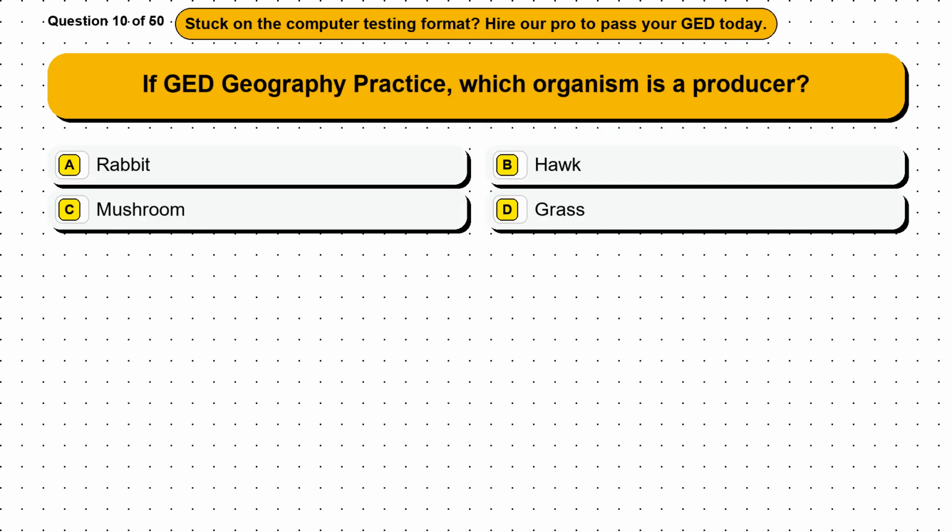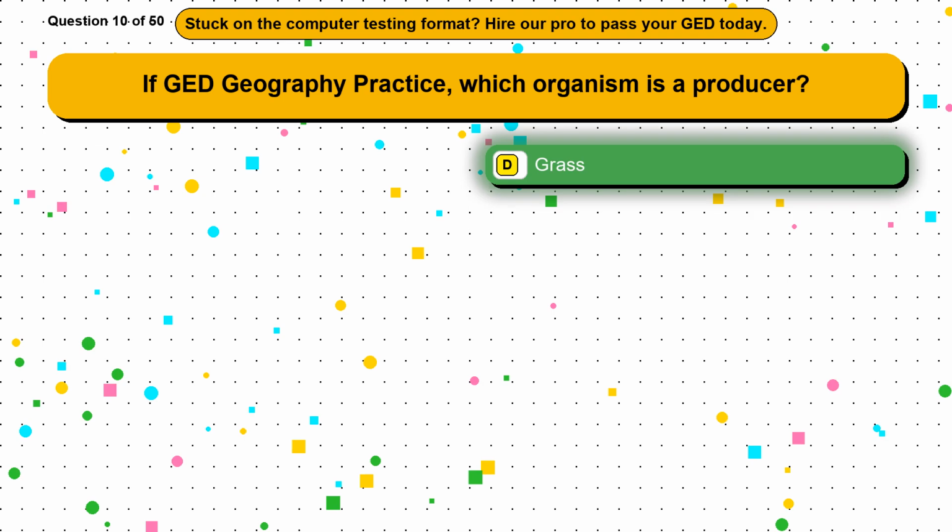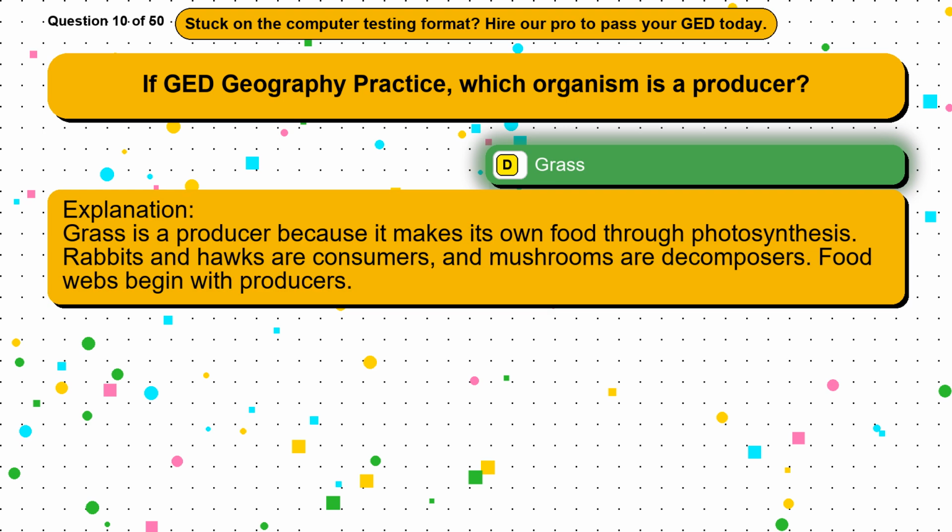Question 10. If GED Geography Practice, which organism is a producer? Option A, rabbit. Option B, hawk. Option C, mushroom. Option D, grass. The correct answer is option D. Grass. Grass is a producer because it makes its own food through photosynthesis.